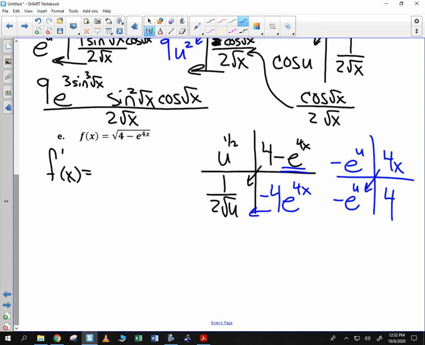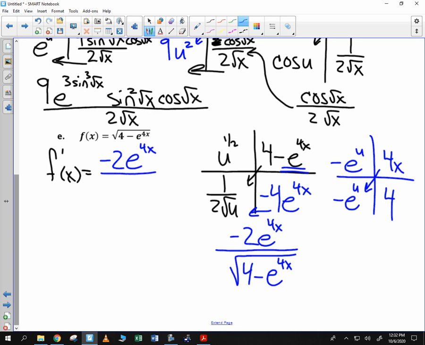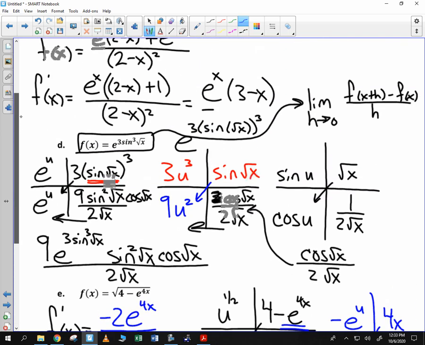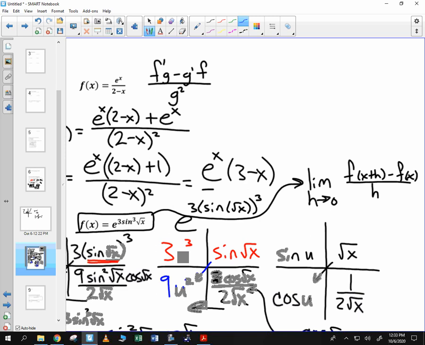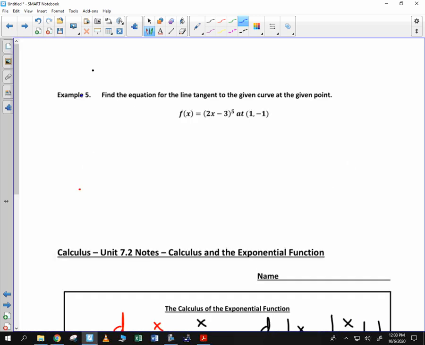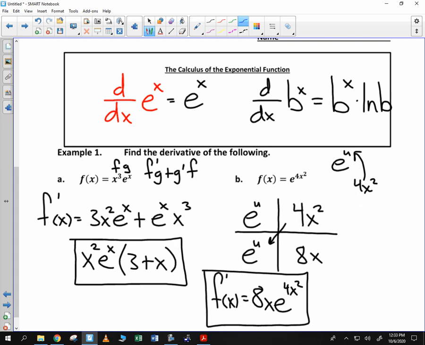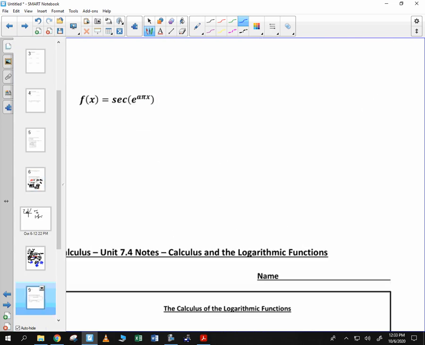Multiply these two together, and you can see that the negative 4 and the 2 will make negative 2 when you multiply them together. E to the 4x in the numerator. And the denominator, the square root of u, which is 4 minus e to the 4x. And so the derivative, negative 2 e to the 4x divided by the root of 4 minus e to the 4x. So a couple problems, a little bit more challenging there at the end. But please, again, just note from the beginning, the derivative of e to the x is, in fact, e to the x.